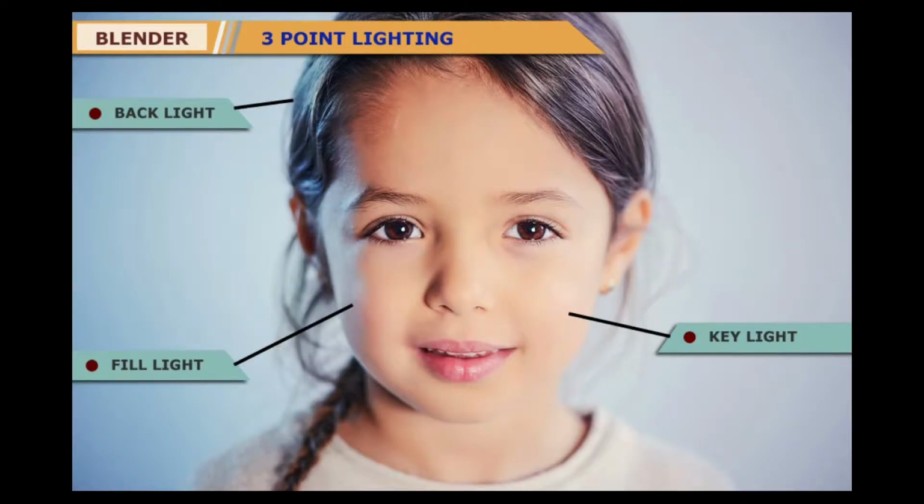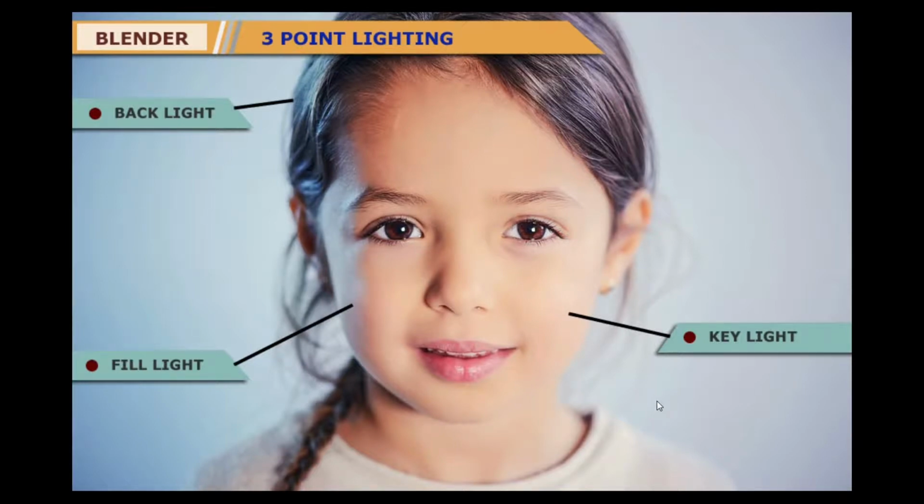First, we will try to understand the 3-point lighting of Blender before starting the practical. So what is 3-point lighting? 3-point lighting consists of 3 lights. One is called your key light, second is called your fill light, and third is called your backlight. What is key light? Key light is the main light which falls on the subject.